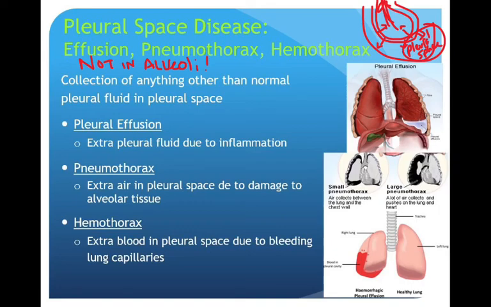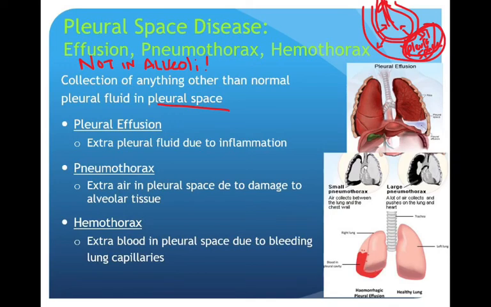You cannot cough out pleural effusions, pneumothorax, or hemothorax because they don't exchange with the alveoli at all. It's on the other side of this capillary. So this will eventually hopefully go away if it's tiny, but if it's large, our main intervention for all three of these is a chest tube. Effusions and hemo and pneumothoraxes are in the pleural space, and their main intervention is a chest tube.